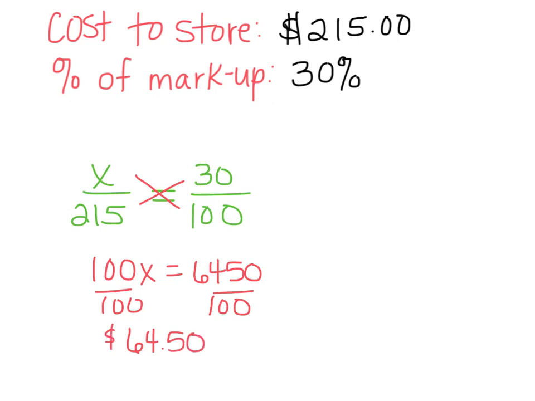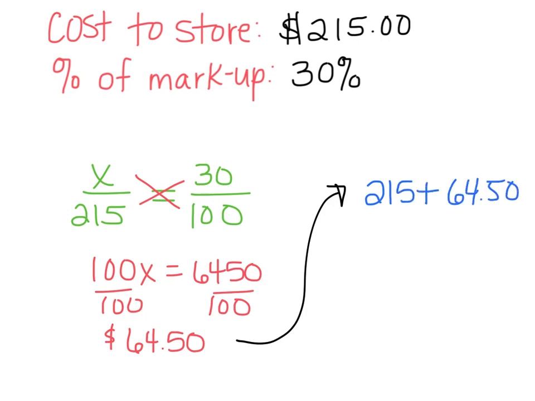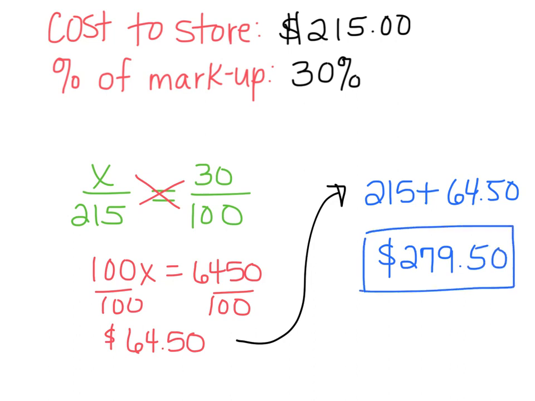So to find the final price that somebody's going to have to pay at the store, you need to do the original cost, $215, plus here's how much they're marking it up, $64.50. So when I add that together, I end up with $279.50. That's what the store is going to sell it for. Okay, hopefully you understand how this works, and we will continue to practice this.